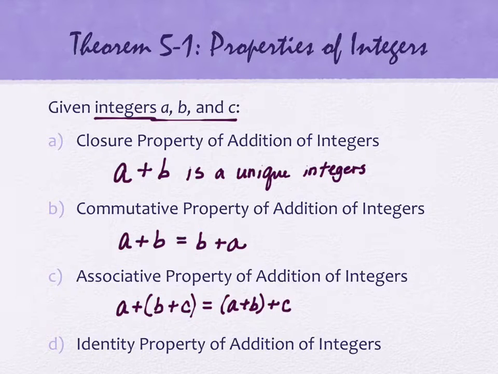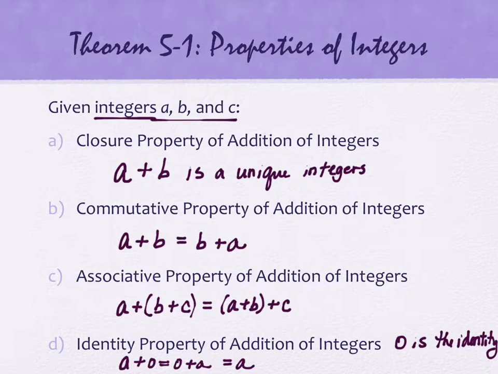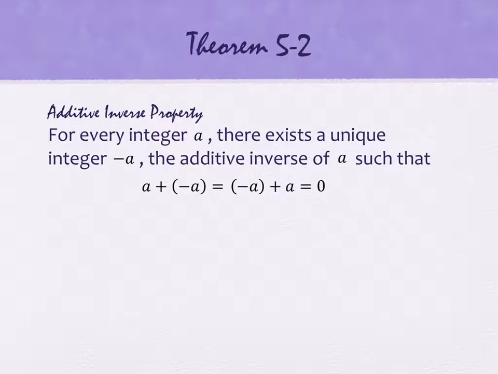How about the identity property of addition? We have this number 0, and 0 is the identity, or the identity element, sometimes it's called. If I have A plus 0, or 0 plus A, either order of that equals A. So I have the same additive identity that I had before. None of that's any different. We get a new property, though, that we didn't have before.